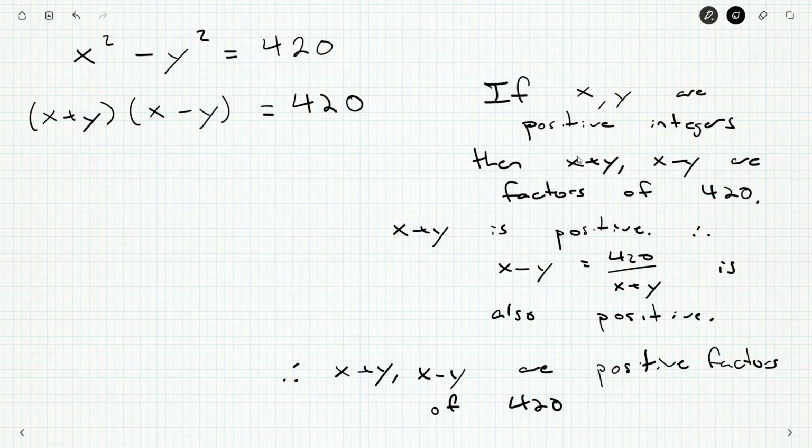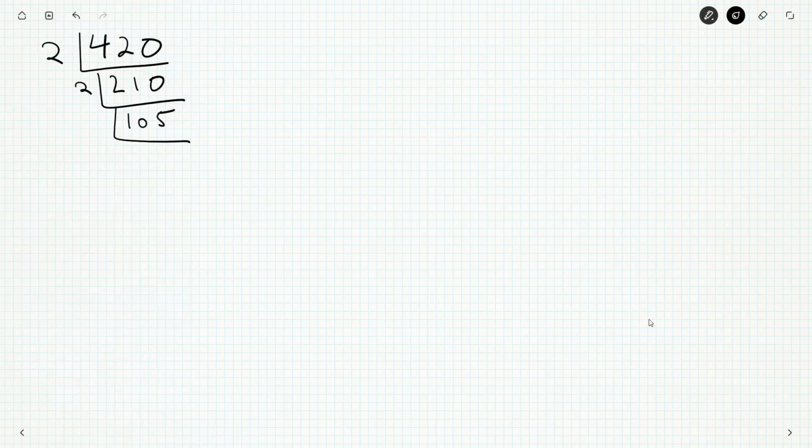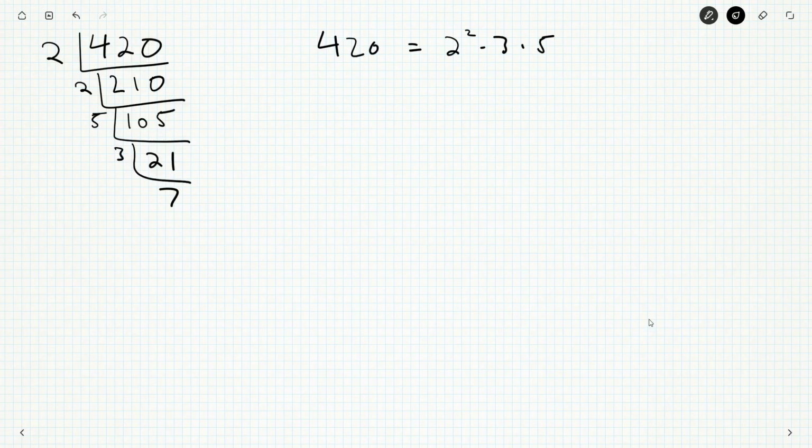So they're both positive factors of 420, and their product, as we can see here, is 420. So we ask ourselves, well, what are the factors of 420? What would be the easiest way to write out these factors? I don't want to just start guessing randomly. So 420 has a factor of 2 in it, leaves 210. That has a factor of 2 in it, that leaves us 105. That has a factor of 5 in it, that leaves us 21. Which has a 3 and a 7. Okay, so 420 is 2 squared times 3 times 5 times 7.